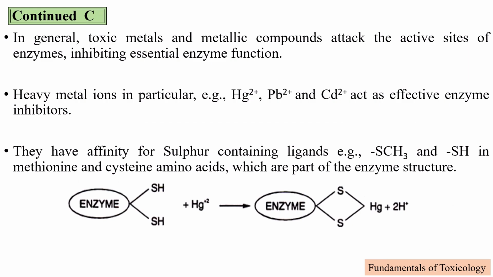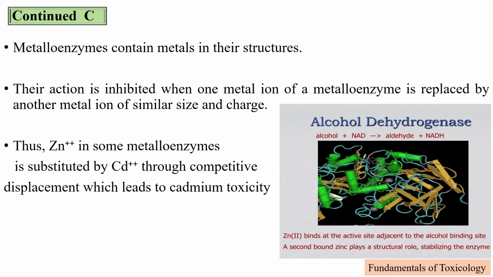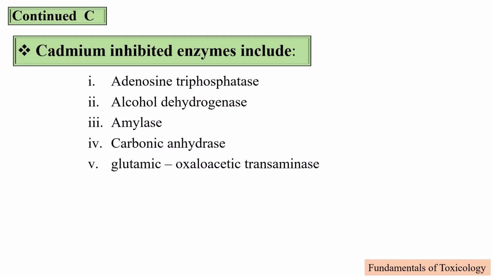Cd binds with the SH group of glutamic dehydrogenase and consequently causes irreversible inactivation of the enzyme and inhibits alkaline phosphatase and ATPase activity. Arsenic binds with the SH group of hemoglobin and causes hemolysis. Heavy metal ions, in particular Hg2+, Pb2+, and Cd2+, act as effective enzyme inhibitors. They have affinity for sulfur-containing ligands, e.g., SH groups and methionine and cysteine amino acids, which are part of the enzyme structure. Metalloenzymes contain metals in their structures.